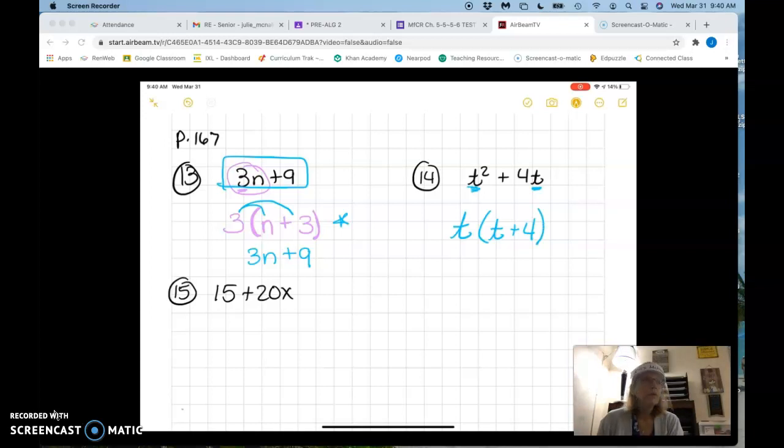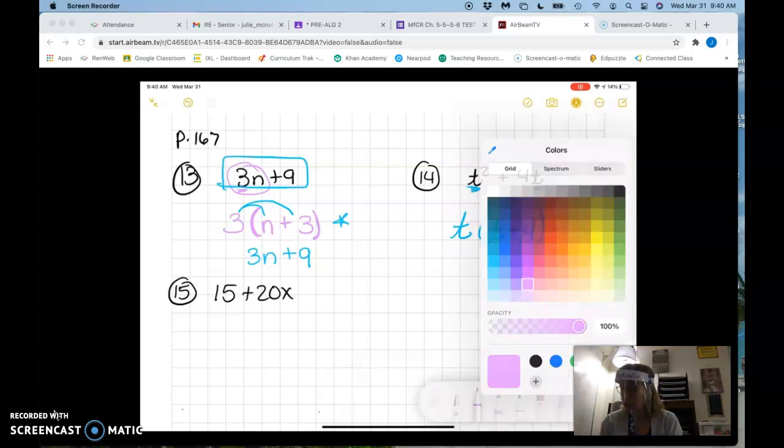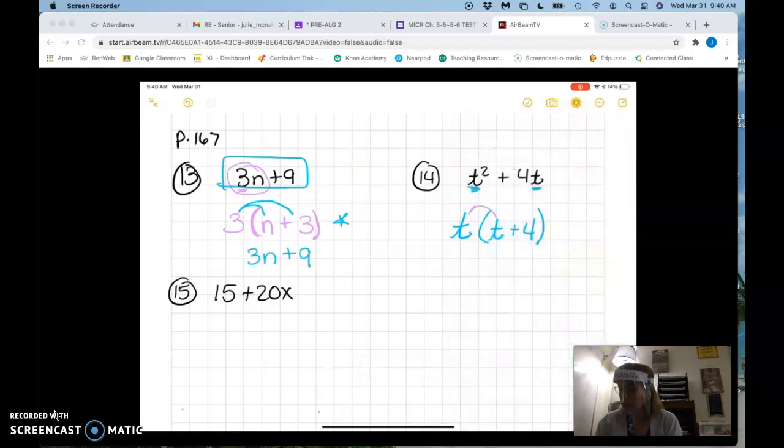And then if I use the distributive property and multiply it back together, I should get what I started with. So let's do that and see if it works. So t times t is t squared, and t times 4 is 4t. So did I get what I started with? Yeah. So I factored it correctly. So this is my answer.